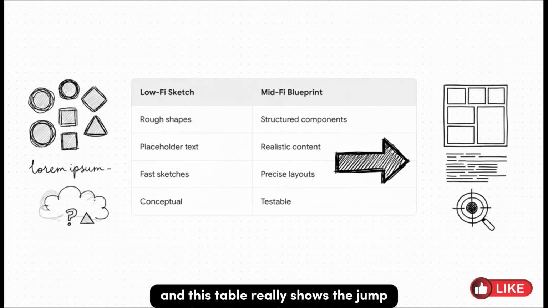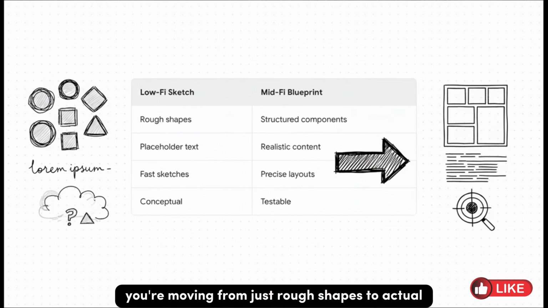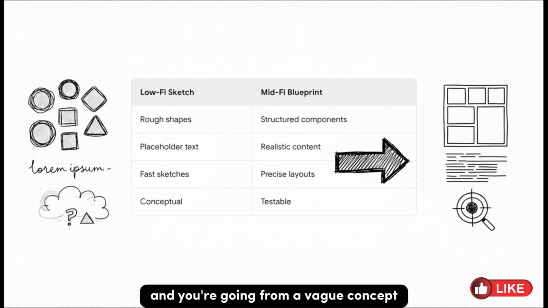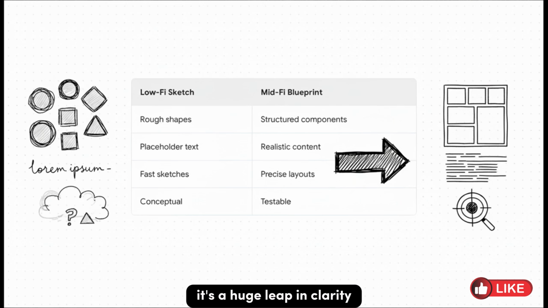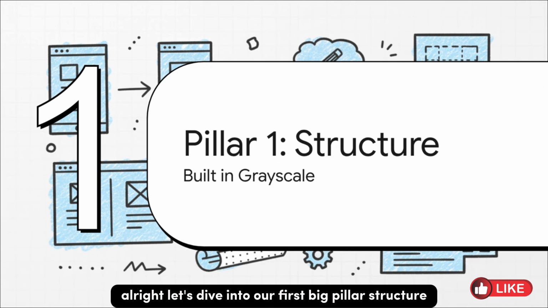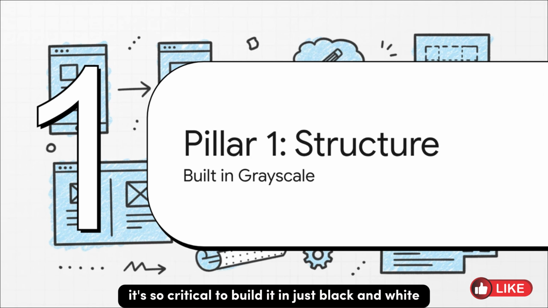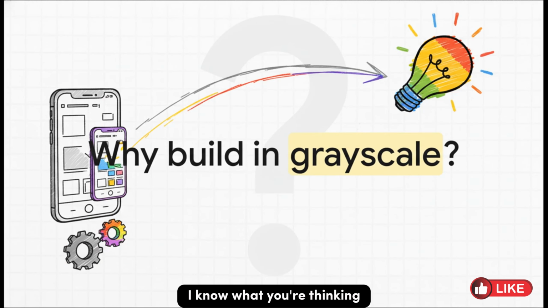And this table really shows the jump, doesn't it? You're moving from just rough shapes to actual structured components. You're ditching the placeholder lorem ipsum text for realistic content, and you're going from a vague concept to something you can actually test. It's a huge leap in clarity. All right, let's dive into our first big pillar, structure. We're going to see how this is built, and maybe more importantly, why it's so critical to build it in just black and white.